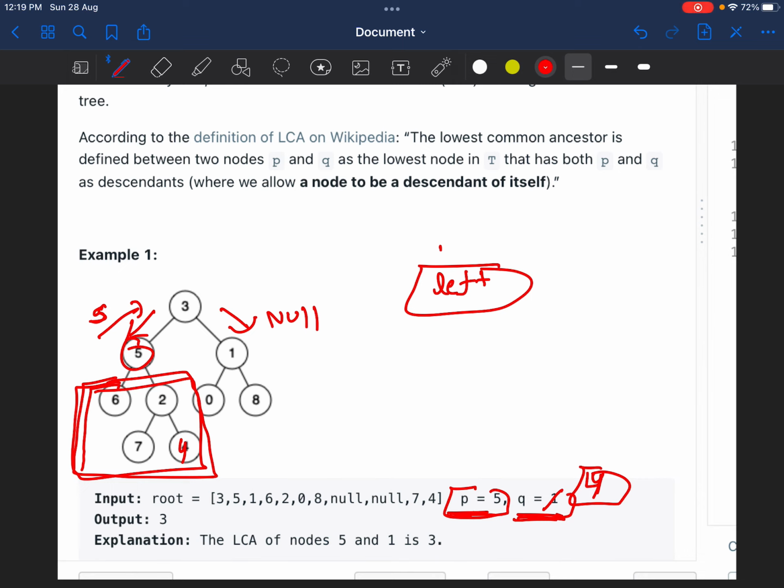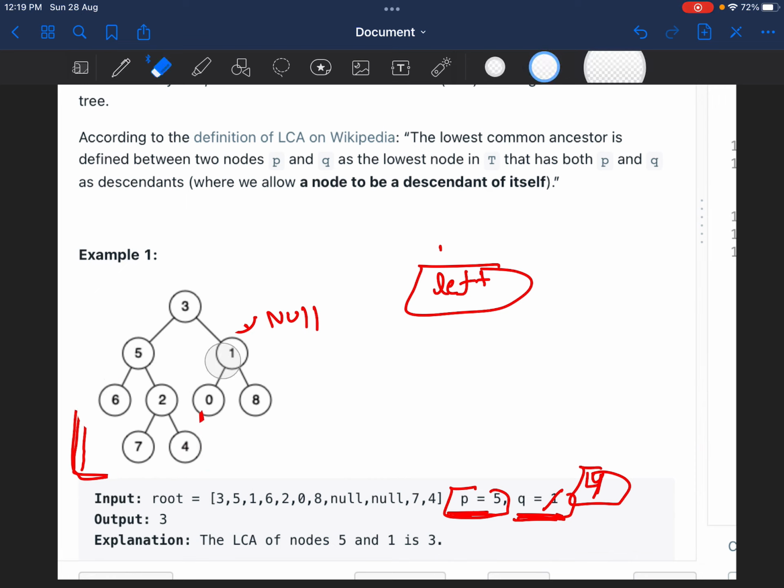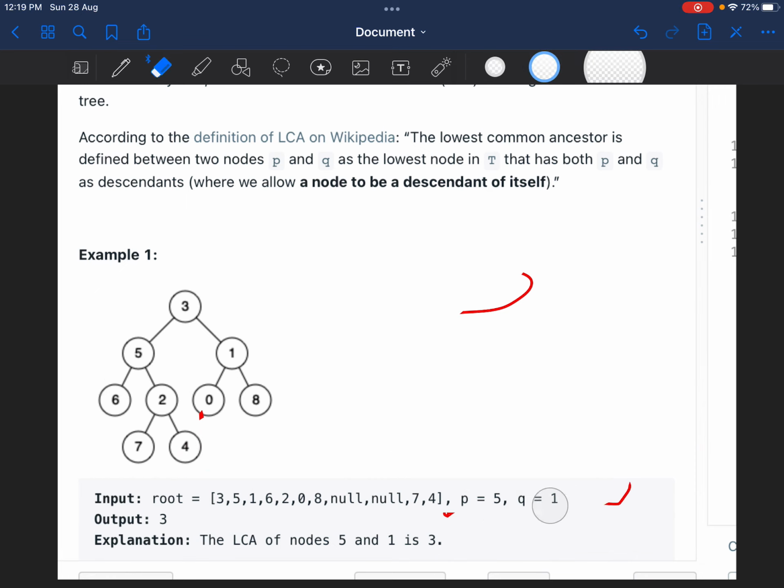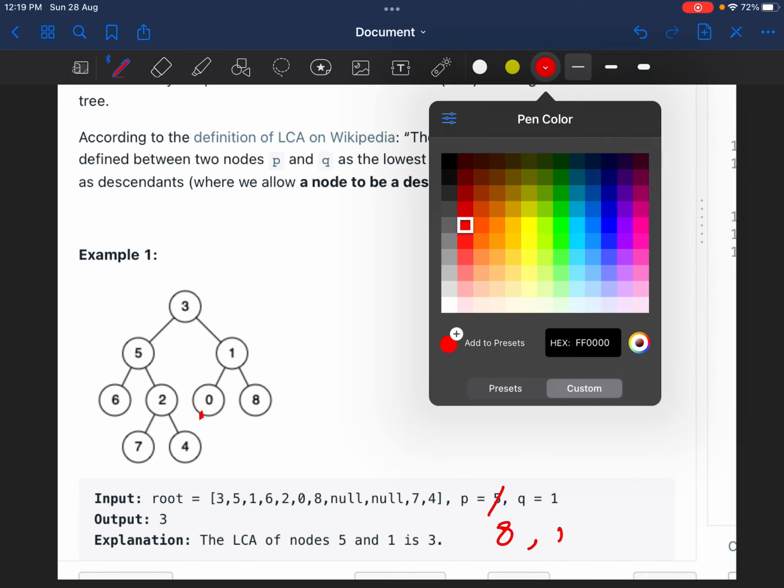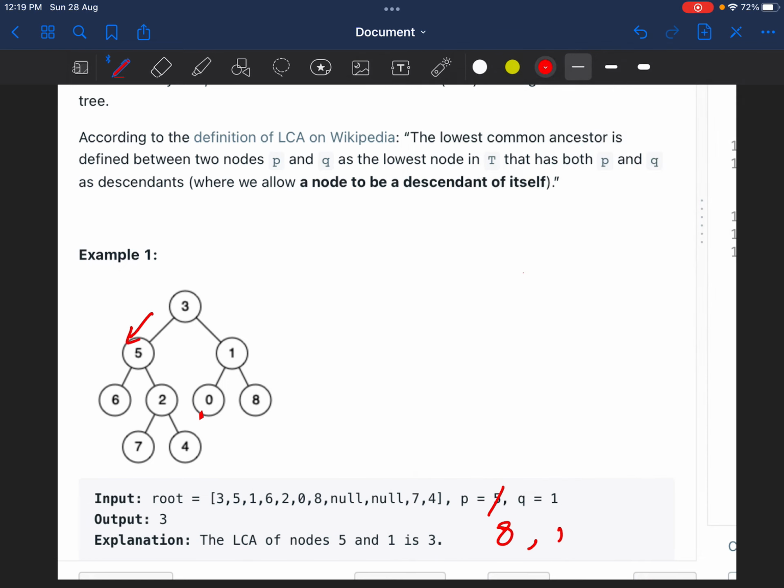I hope you understand this. And similarly, if you figure it out, similarly if your P value is equal to, I can say 8, and your Q value would be 1. So what you can search, you will search from the left hand side, and you did not return anything from the left hand side because you don't get any 8 or 1 value, so you will return null from here.